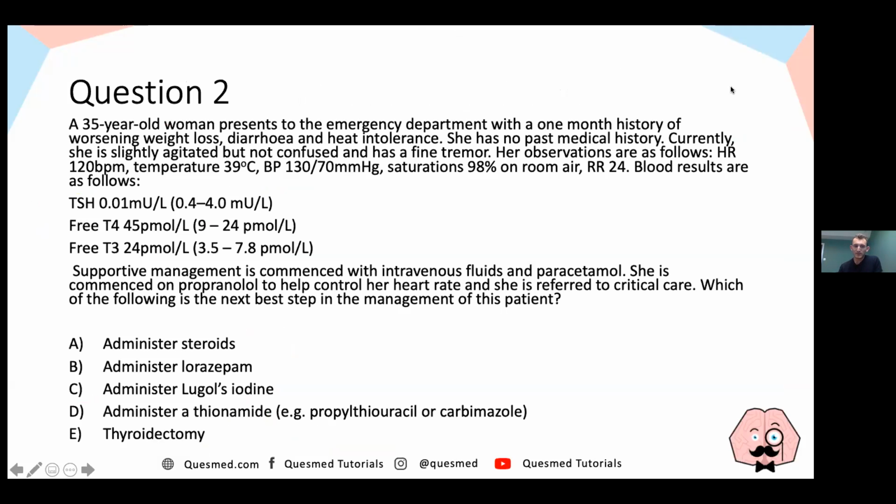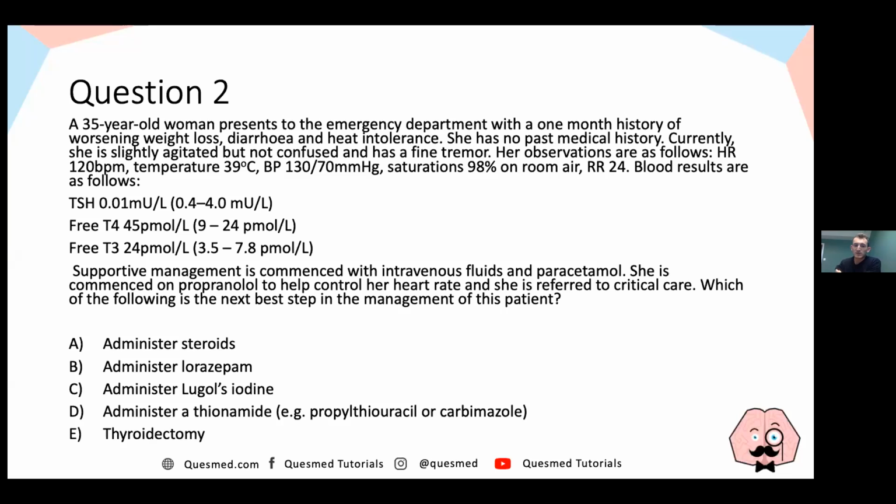Question 2. A 35-year-old woman presents to the emergency department with a 1-month history of worsening weight loss, diarrhea, and heat intolerance. She has no past medical history. Currently, she is slightly agitated but not confused and has a fine tremor. Her observations are as follows: heart rate 120, temperature 39, blood pressure 130/70, saturation is 98% on room air, and respiratory rate 24. And you can see the blood results here as well.